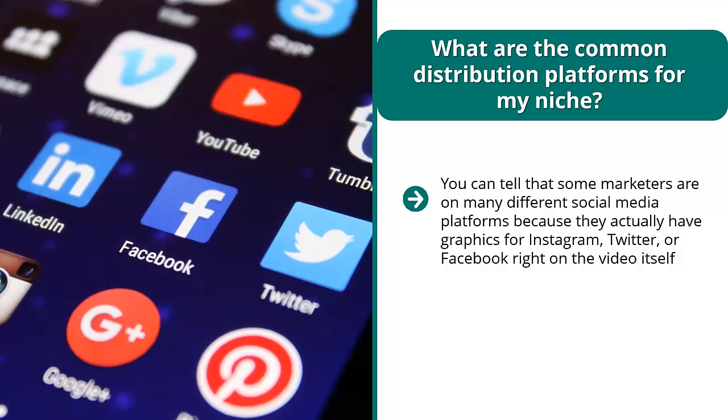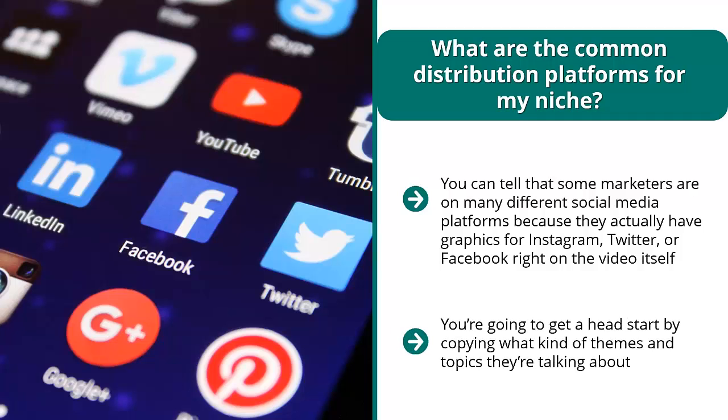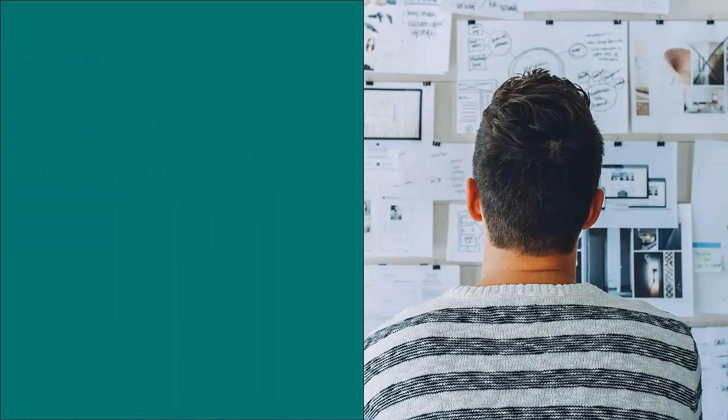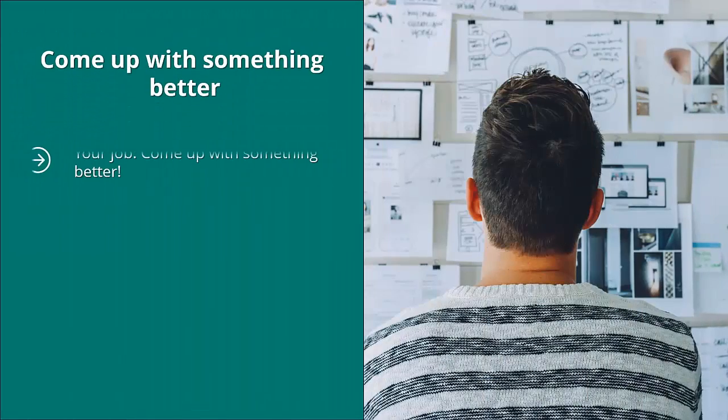You can tell that some marketers are on many different social media platforms because they actually have graphics for Instagram, Twitter, or Facebook right on the video itself. This tells you that they can be found on all of those other platforms. Pay close attention to this. Remember, you're reverse engineering your competitors. You're going to get a head start by copying what kind of themes and topics they're talking about, as well as how they present the material, and you're also going to copy where they distribute the material. Come up with something better. Your job: come up with something better.